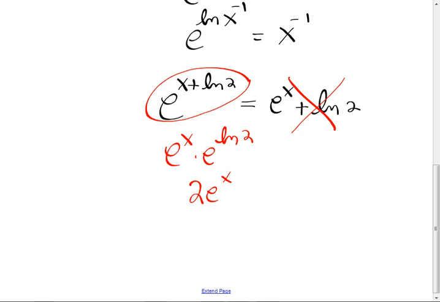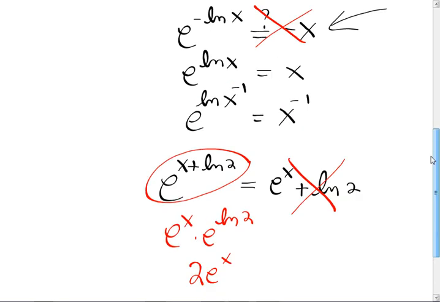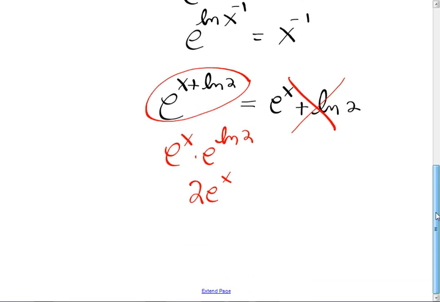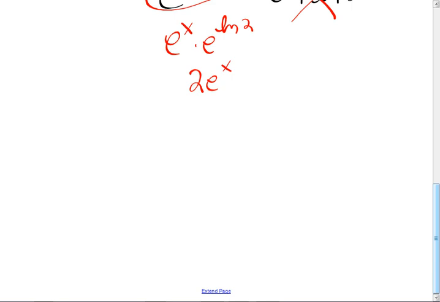So better to not simplify if you don't know what you're doing. You may think you know what you're doing. Still better not to simplify. Okay, that's all the log stuff. And you know there's going to be a log and an exponential.